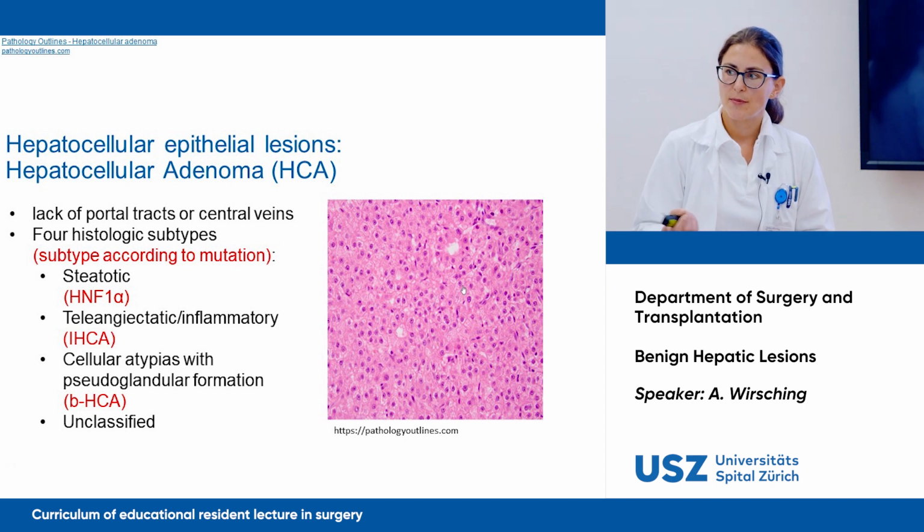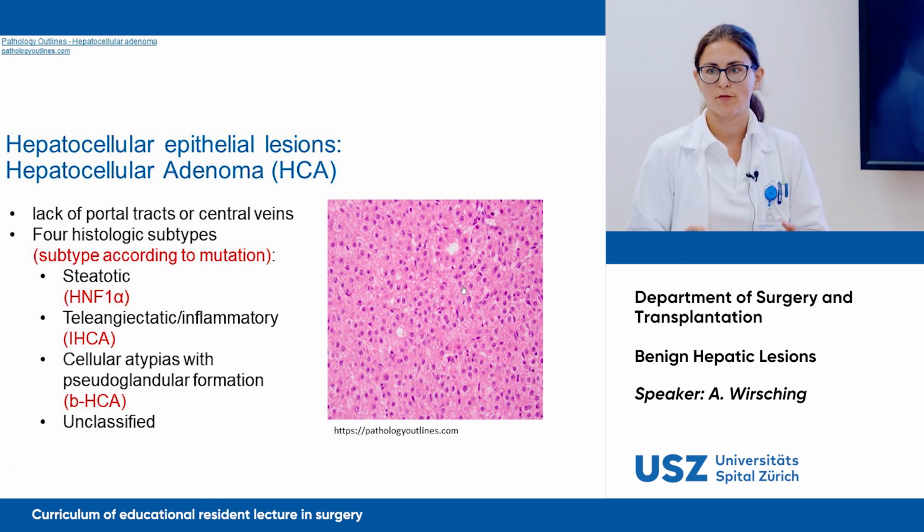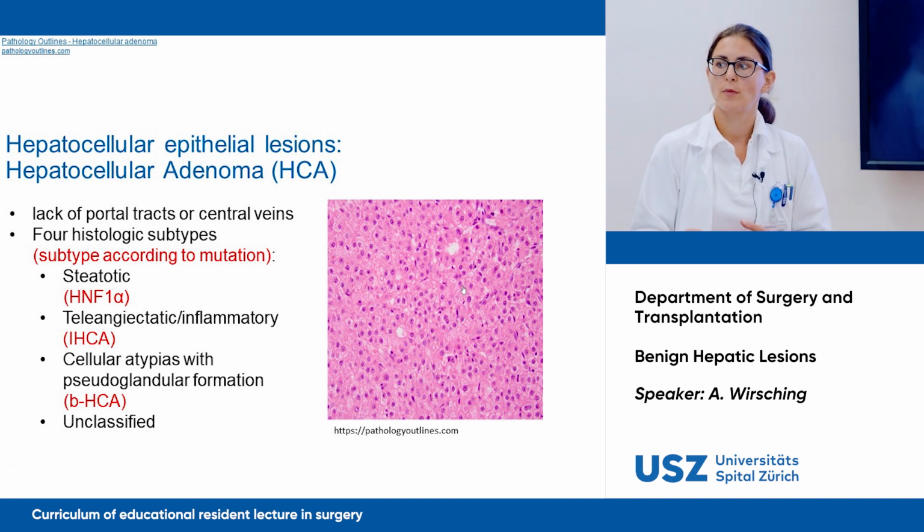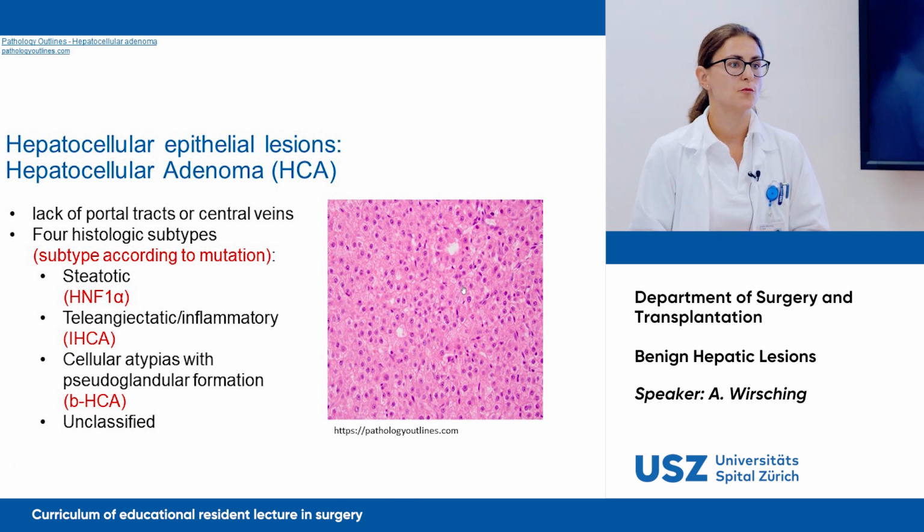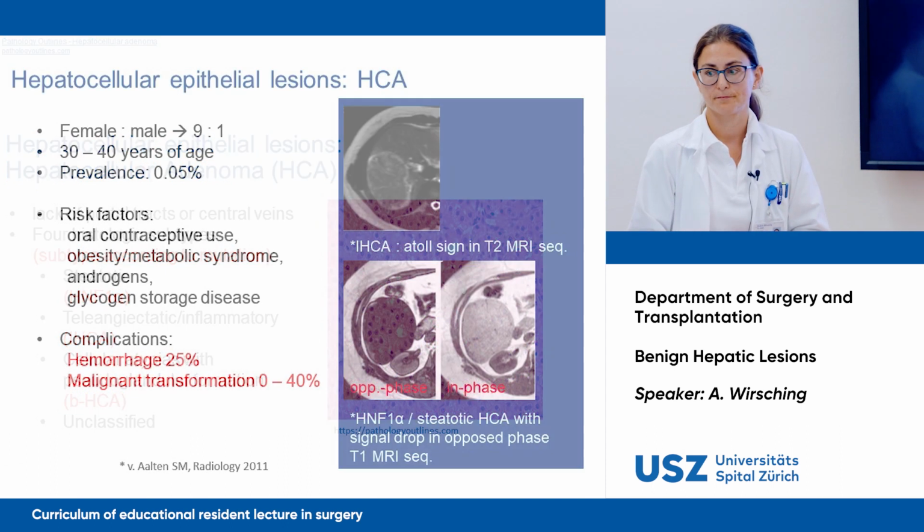The next subtype histologically is hepatocellular adenoma with cellular atypias and also pseudoglandular formation. Those are already histologically hepatocellular adenomas which look dysplastic, and it is also associated with a specific mutation in the beta-catenin gene, which we will hear more about later on. And unclassified hepatocellular adenomas are those which do not show any of these specific features.